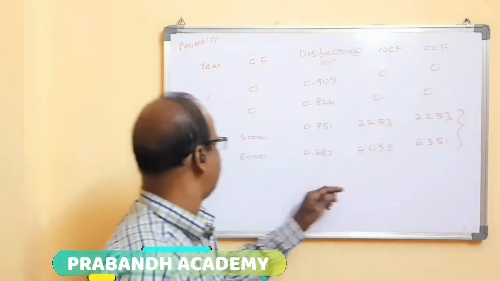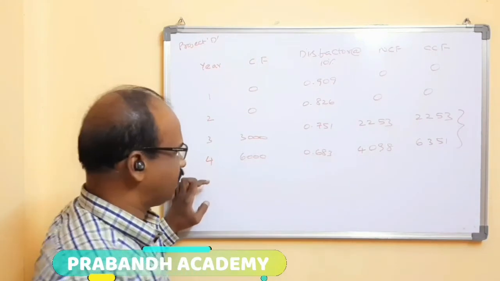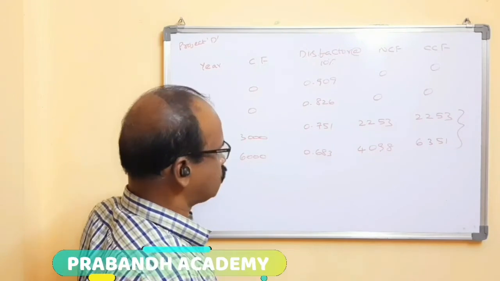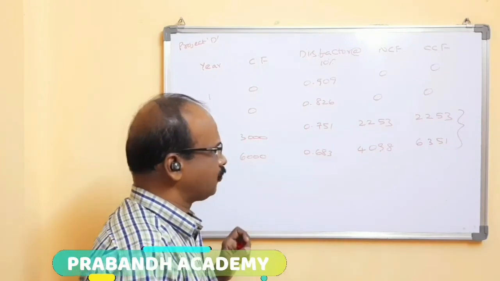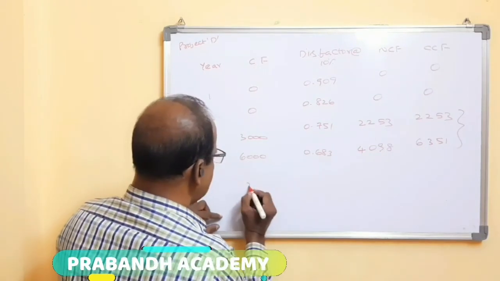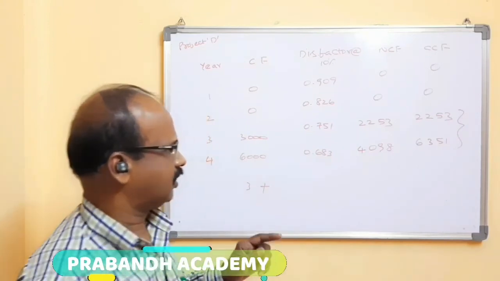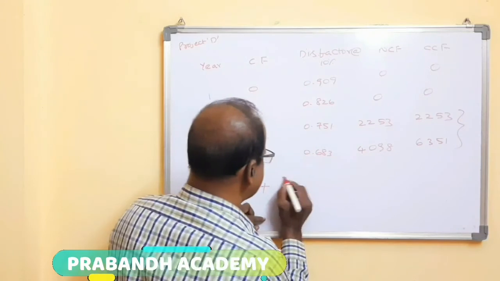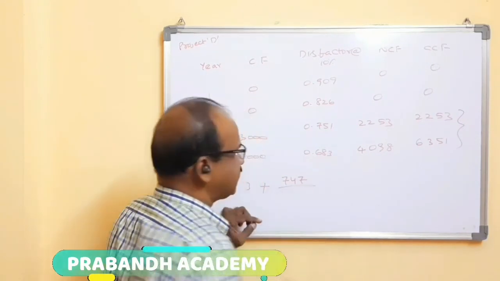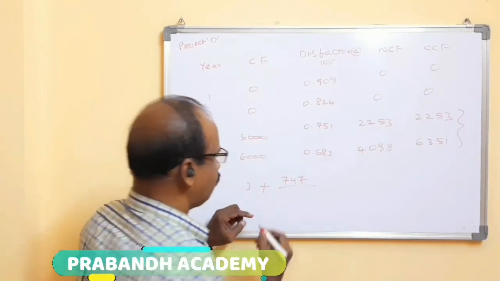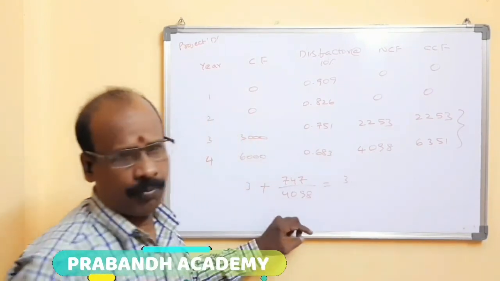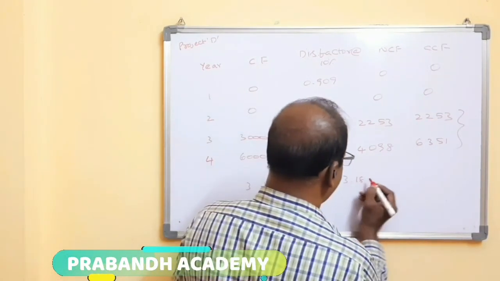The payback period is between third and fourth years. Same, year before fully recovered, we recovered fully fourth year. So before is 3, plus difference between investment and 2,253, we get 747. 747 divided by current year cash flow 4,098. If you simplify this one, 3.18 years.